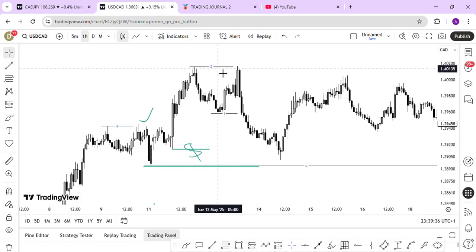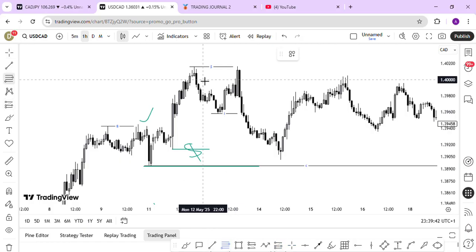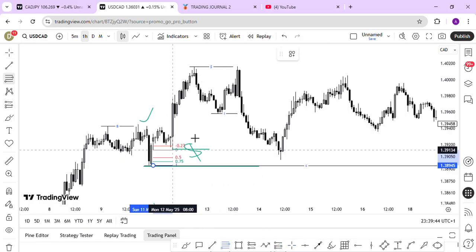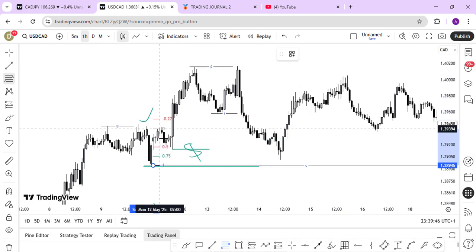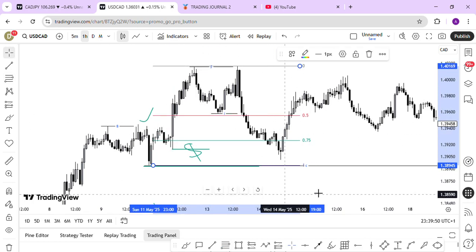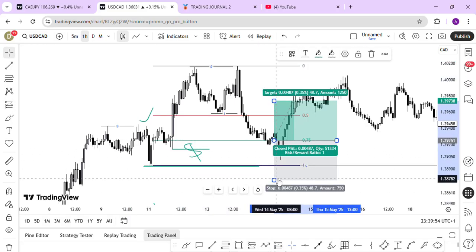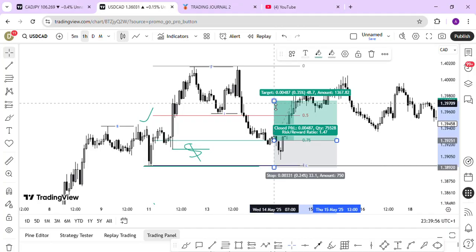So after the market swept this level and took out this IDM, according to what I explained, what are we supposed to do? Go and look for Fibonacci. Take it from the low to the high, then drag it like this, then come for the 75% entry. Put your stop loss below this structure.